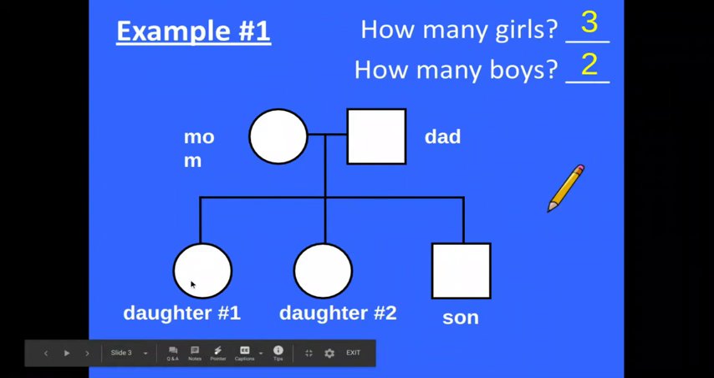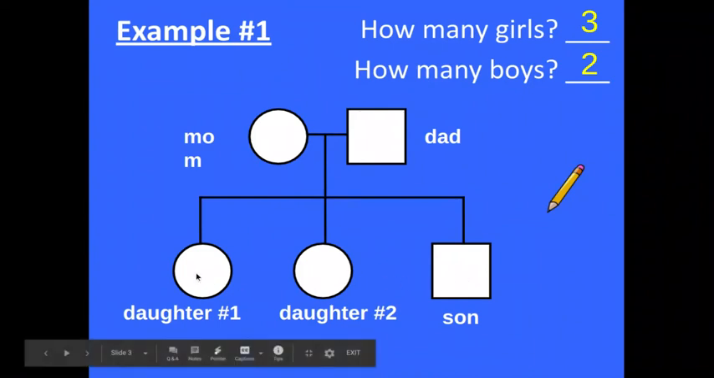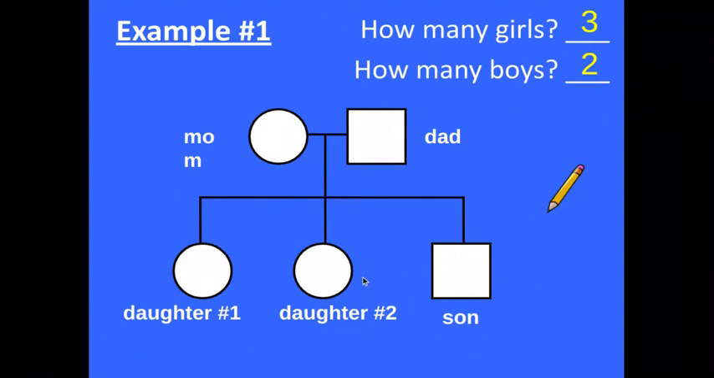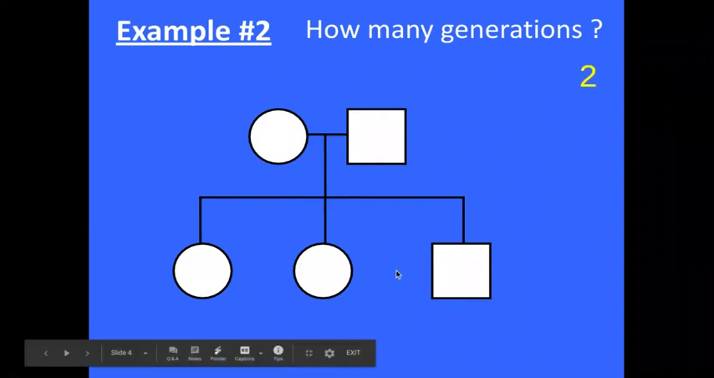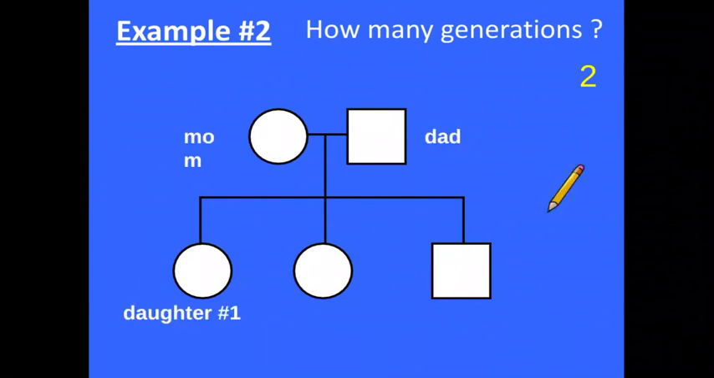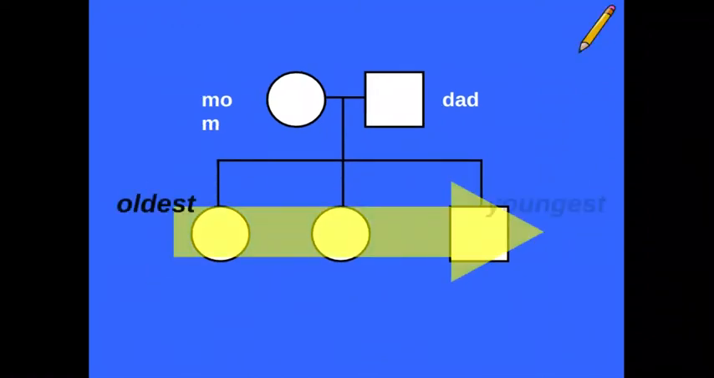And usually, as I'll show in another slide, the way we write the kids is the way they were born. So daughter one is the oldest, daughter two is the middle child, and then on their third attempt, they finally had their son. So how many generations do we see here? We see two, the parent generation and the first offspring generation. Like I said earlier, we list the kids from oldest to youngest, from left to right.